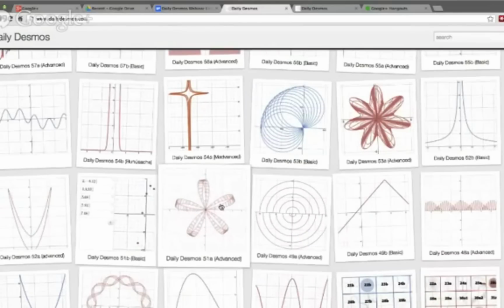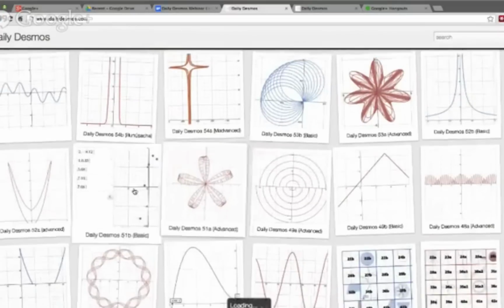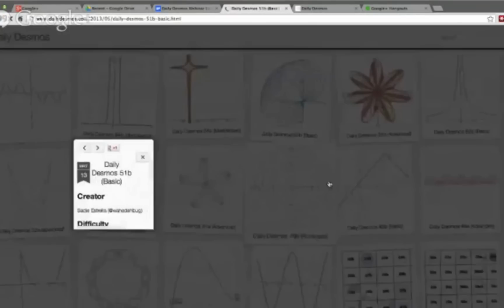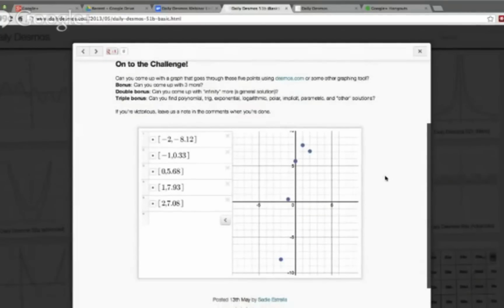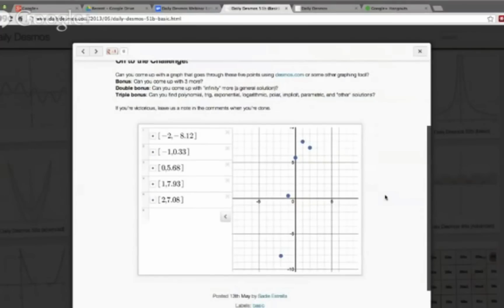So another example of a sort of more creative type would be this one by Sadie. She gave a set of points, and she said, can you come up with an equation that goes through those 5 points? So a student that maybe just learned some sort of regression or that kind of stuff, they could try to get a solution that's very close, that goes through or gets close to going through those 5 points. They can do a bunch of things to try to get a function that goes through them.